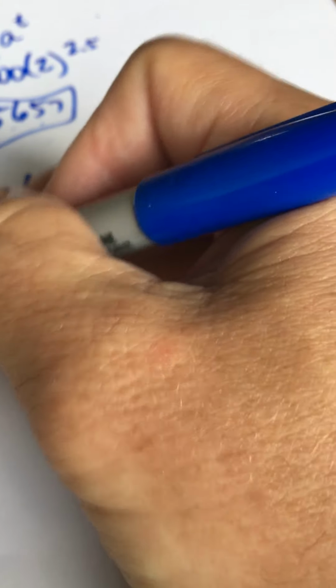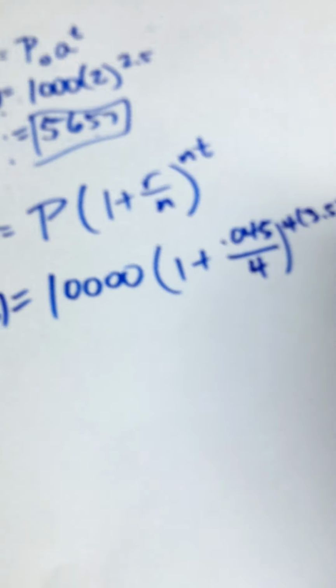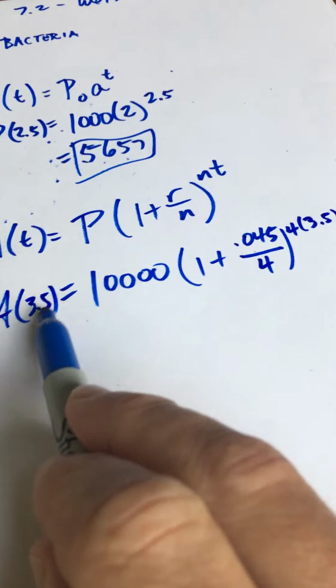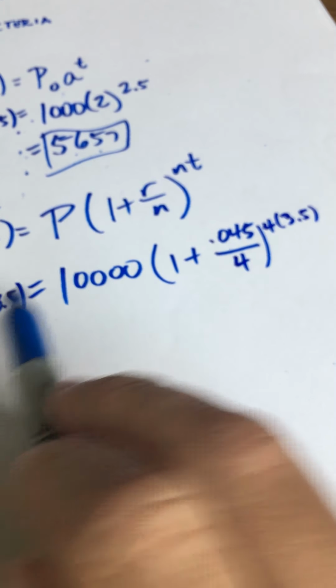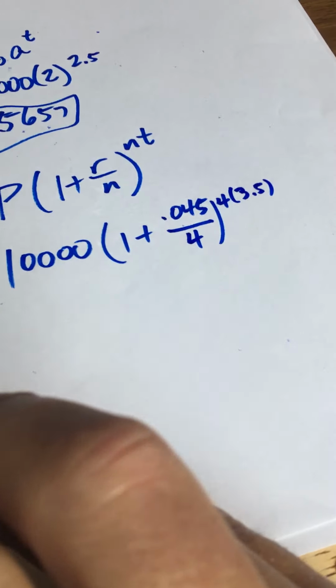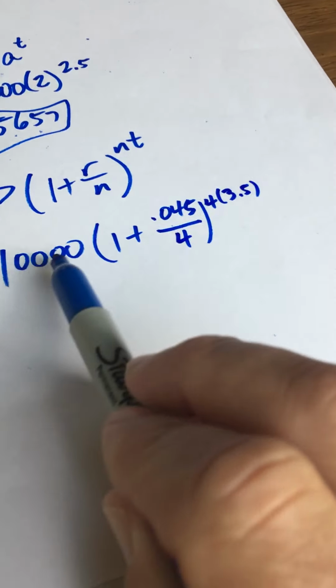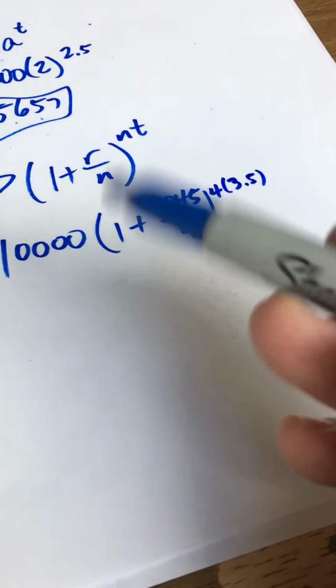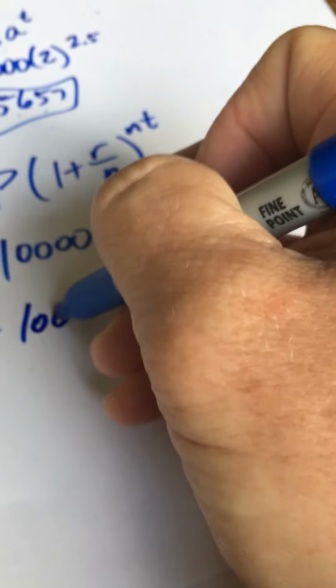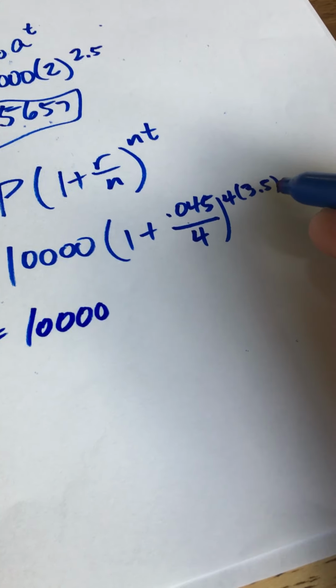Now it's just a matter of saying, okay, let's plug in the stuff in the calculator. I'll put a 3.5 there because it's saying the time is 3.5. That's what I plugged in for. So this calculation will tell me the amount she has after 3.5 years. The last thing I'm going to do is multiply all of this by 10,000.